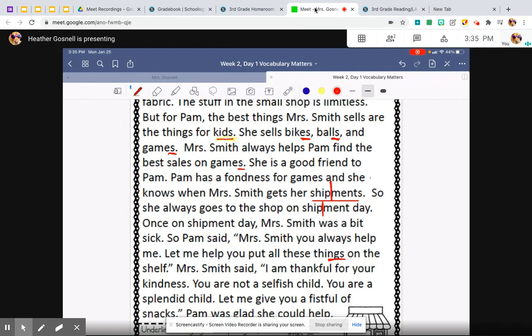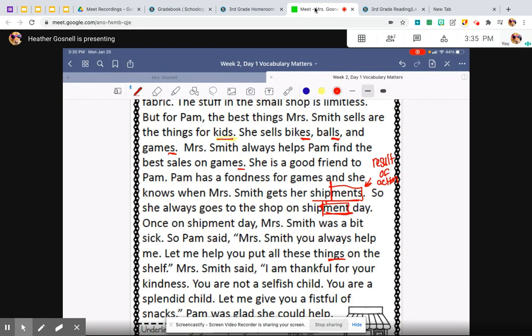Remember, a shipment came in full of tons of things that Pam was excited about. A result of an action. That's what meant means. Enjoyment is another word with the suffix meant on it. Entertainment. Movement. So here we have the suffix meant.